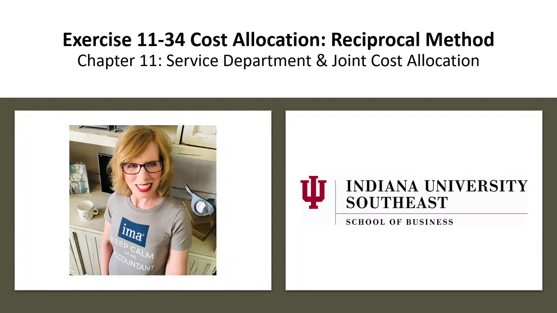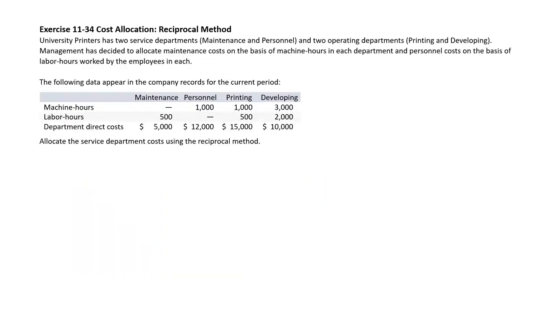In this video, I'm going to demonstrate the reciprocal method of cost allocation using exercise 1134. So I have two service departments: maintenance and personnel. The direct cost for maintenance is $5,000. The direct cost for personnel is $12,000. Ultimately, we want to allocate this cost to our operating departments, printing and developing.